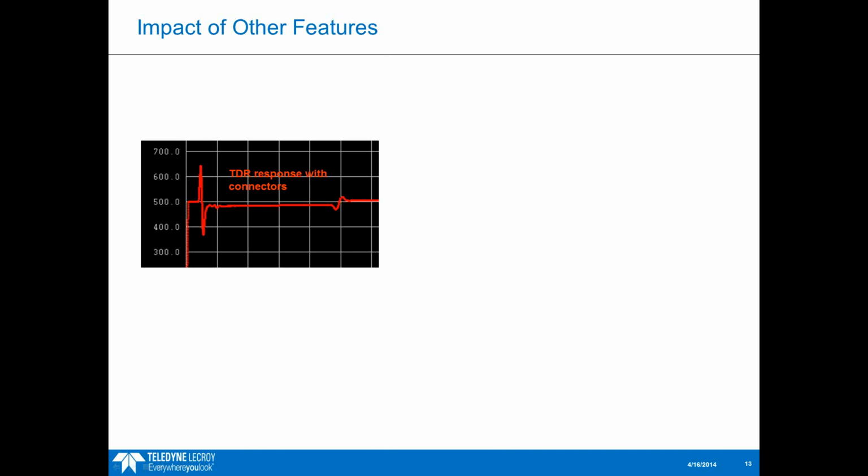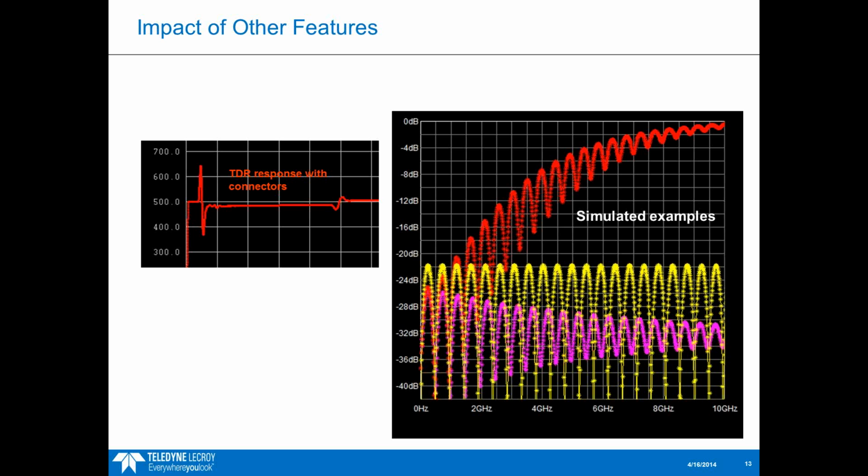So I'm just going to show some other considerations here. This is showing a TDR response of a connector. In a typical test configuration, you have some connectors on there, which might be SMA launches or something. And those usually have some impedance discontinuity at the launch. So we can see that here in the TDR response. And those will affect the ripple in a different way. So we have some different examples on the right-hand side.